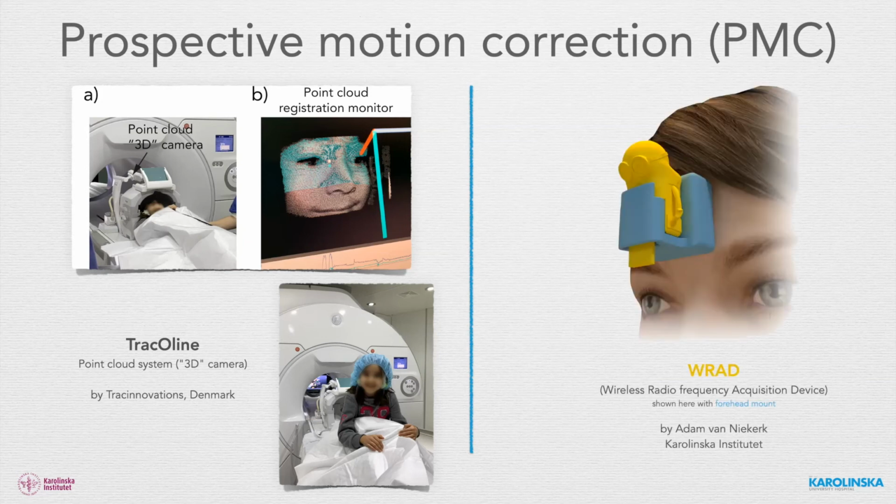This RAD is an alternative. To the right, you see the device in yellow, which is a minion encapsulating a circuit board that Adam van Niekerk in my group has developed. This is a homemade device that can feed back motion updates within about 5 millisecond latency and about 100 times per second.